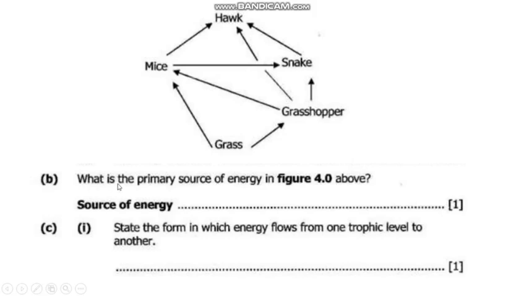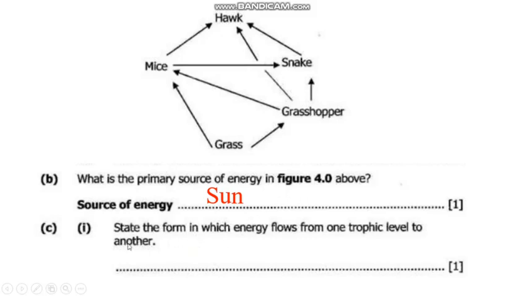So under our question B, the question reads, what is the primary source of energy in figure 4.0 above? So in this figure 4.0, what is the primary source of energy? So here we must take note that the primary source of energy in the pyramid is actually the sun. So here our answer is going to be the sun.